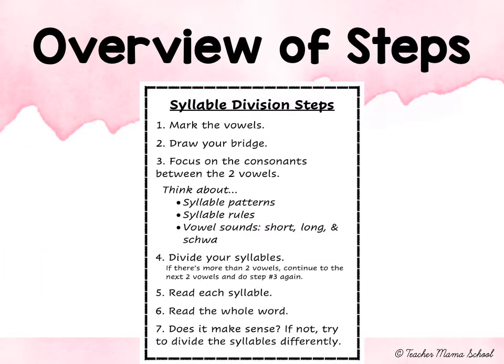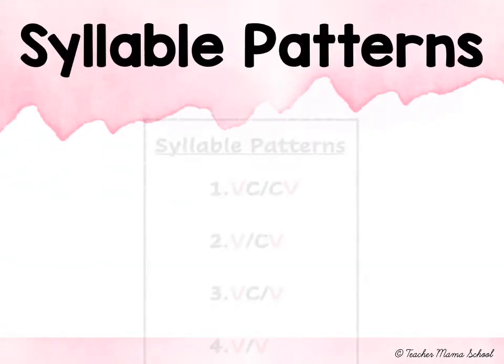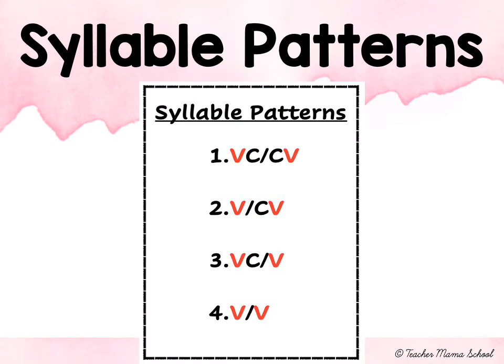Here's the quick overview of the steps that we're going to follow. We're going to mark the vowels, draw a bridge, focus on the consonants between the vowels while thinking about syllable patterns, syllable rules, and the vowel sounds. Divide your syllables, read each syllable, read the whole word. Does it make sense? If not, try to divide the syllables differently. There are 4 primary types of syllable patterns that we find. The V will stand for vowel, the C stands for consonant. And we are going to discuss each of these patterns as we continue through this presentation.